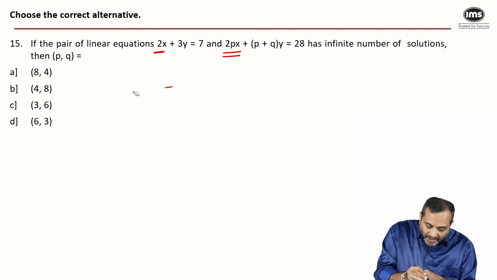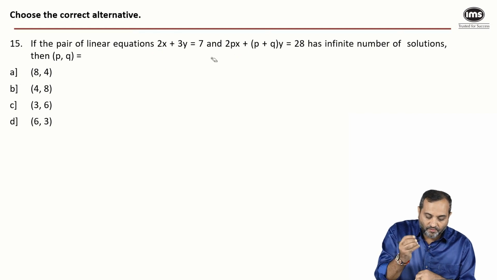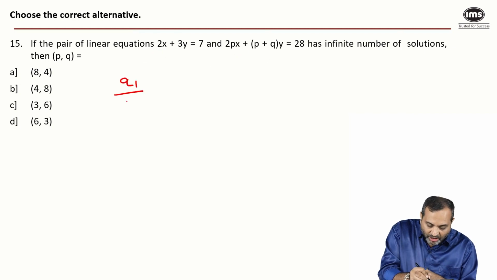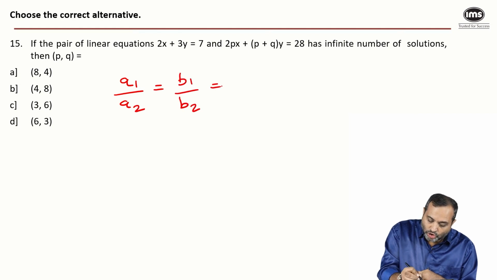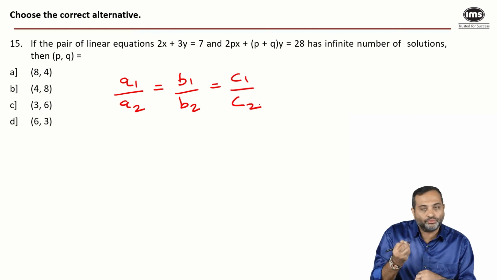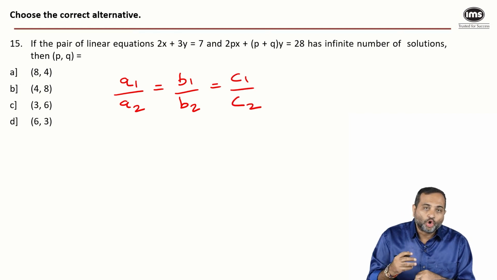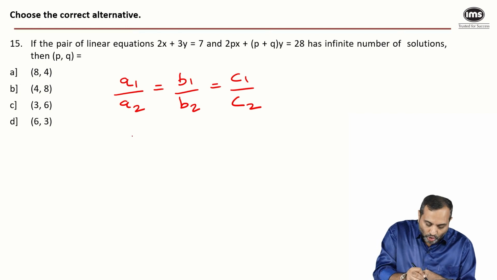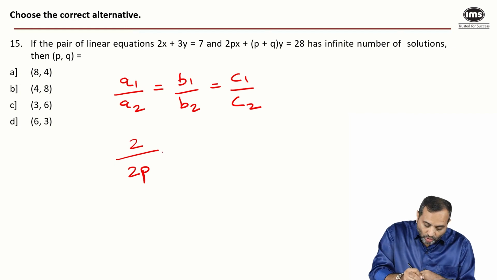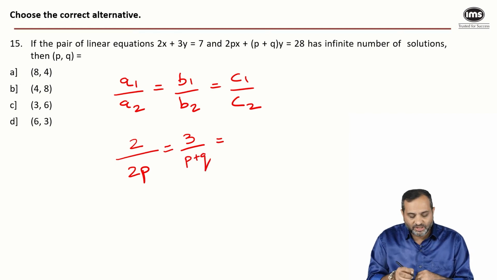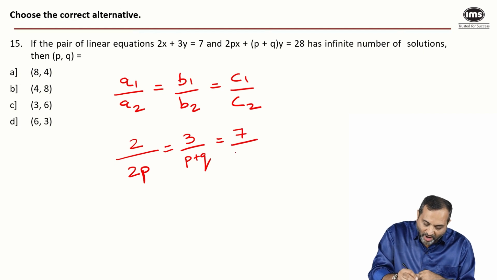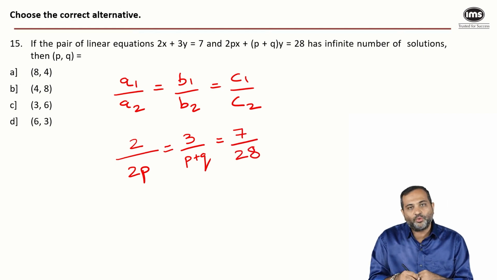Or what you could do is, we know that for an infinite solution, a1 by a2 should be equal to b1 by b2 should be equal to c1 by c2. Where what is a1, a2? The coefficients of x. So 2 and 2p. What is b1, b2? The coefficients of y. So 3 and p plus q. And what is c1, c2? The constant term, which in one equation is 7 and the other equation is 28.